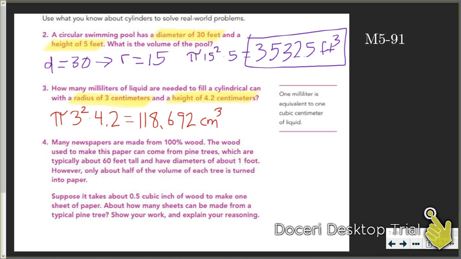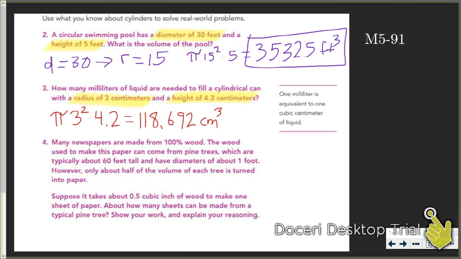Ready? Here we go. Many newspapers are made from wood. The wood used to make this paper comes from trees, which are typically about feet tall and have a diameter of about foot. However, only about of each tree is turned into. Suppose it takes about cubic inch of wood to make 1 sheet of. About how many sheets can be made from a typical tree? Show your work and explain your reasoning.